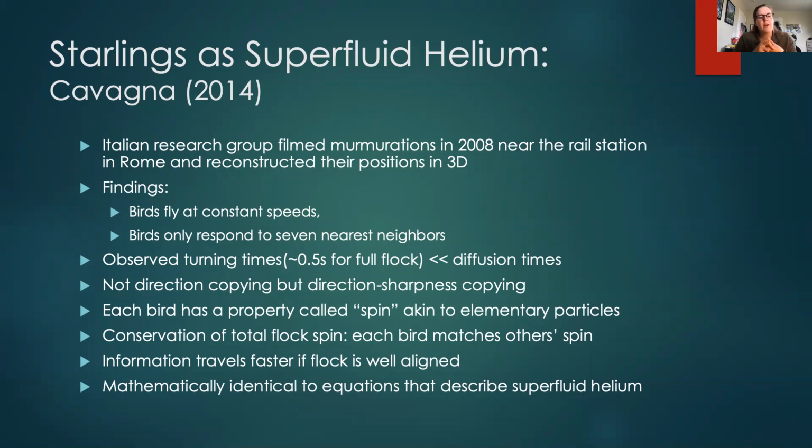And they also find that if the flock is well aligned, information travels faster, which they posit is maybe an evolutionarily driven phenomenon. And finally, that the same equations that describe superfluid helium are those that they apply to their problem. And so it's really fascinating to see where the fluid model works and where it breaks.